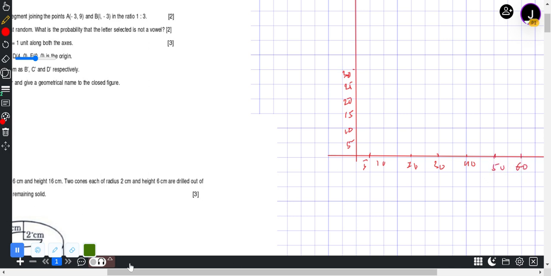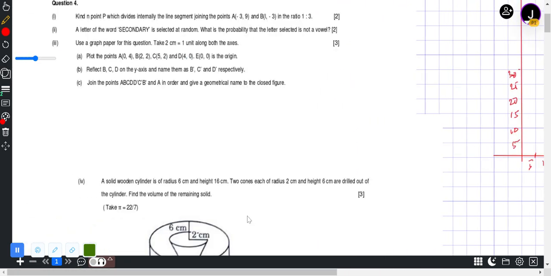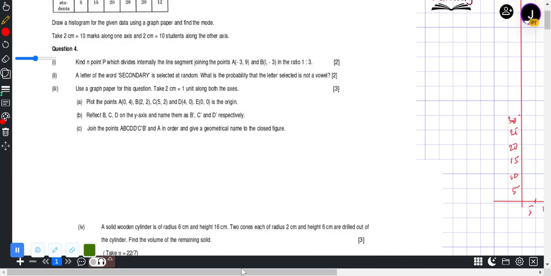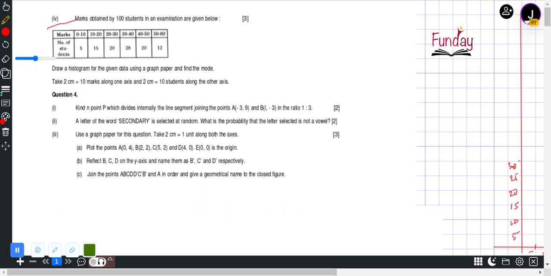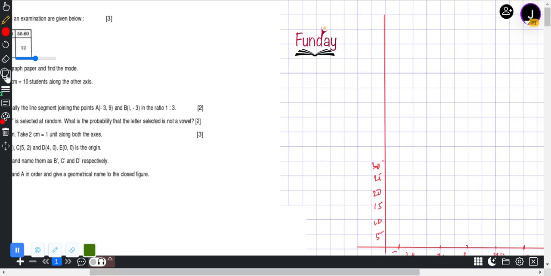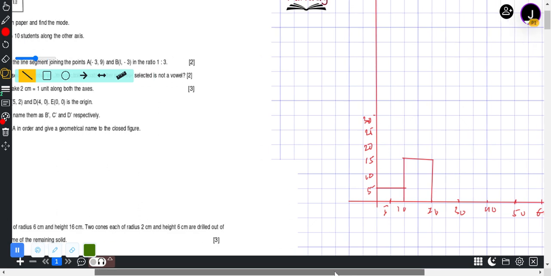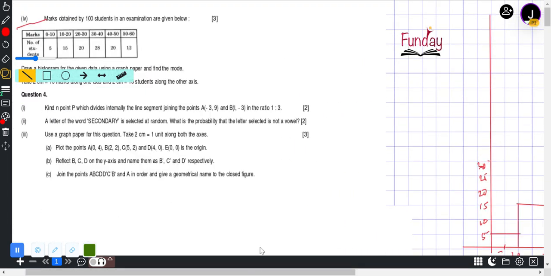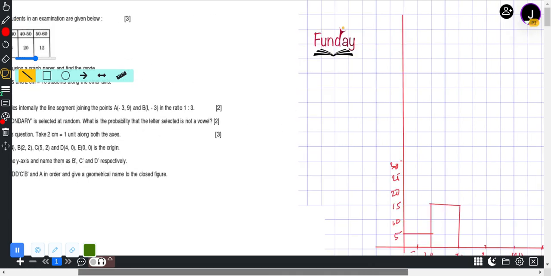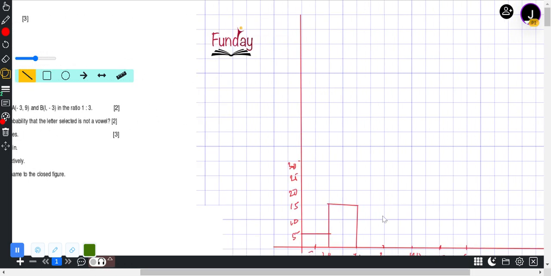Right? So 0 to 10 is 5, and 10 to 20 is 15. So 0 to 10 is 5, 10 to 20 is 15. Next is 20 to 30 is 20. So 20 to 30 is 20.